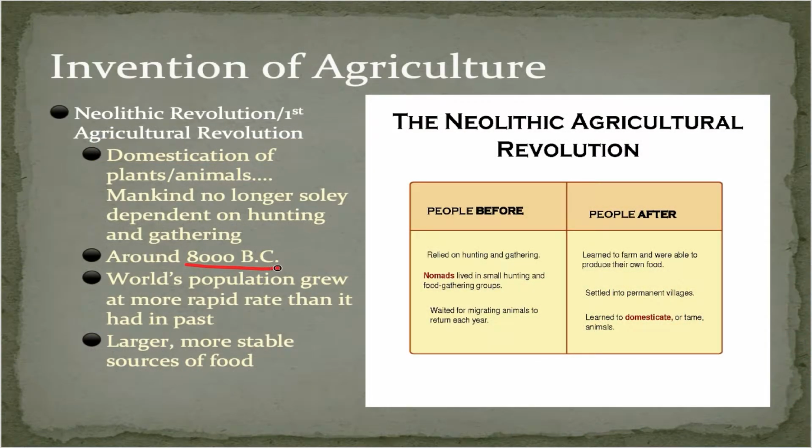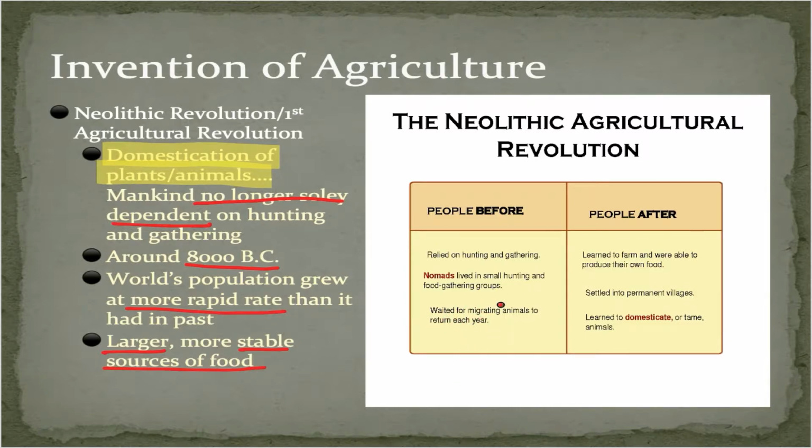So at around 8000 BC, humans actually discovered that they didn't have to solely depend on hunting and gathering to actually survive. And we actually discovered the domestication of plants and animals. And this allowed us to grow at a more rapid rate and obtain a larger and more stable source of food. Now, the reason we didn't move as much once we civilized and obtained agriculture is because we could simply grow all of our food instead of having to rely on periodic movement.